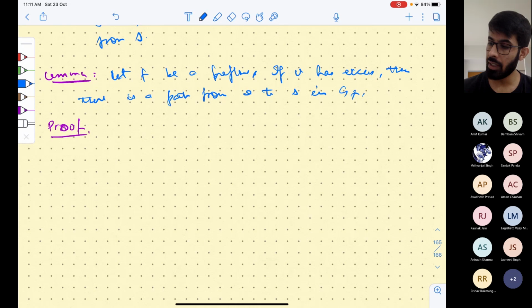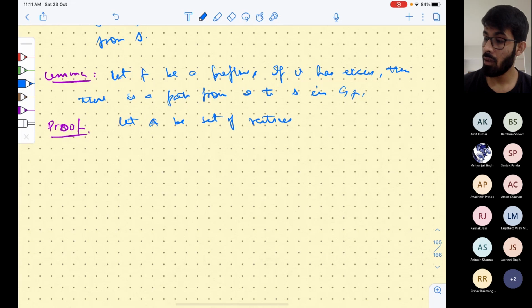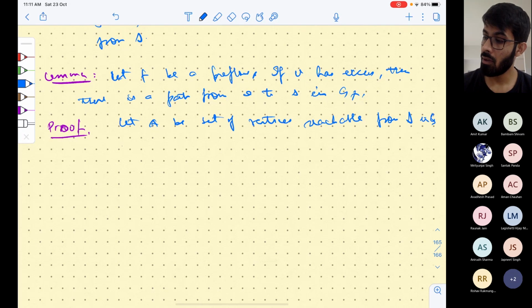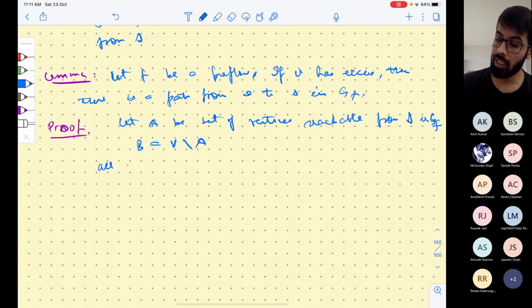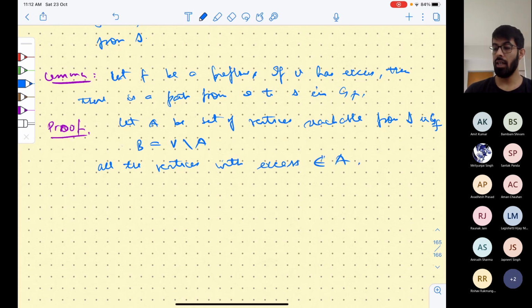And how do we do this? Again, similar to what we had earlier: let A be the set of vertices reachable from S in GF, and B equal to V minus A. And we want to show that all the vertices with excess belong to A. This is what we want to show.